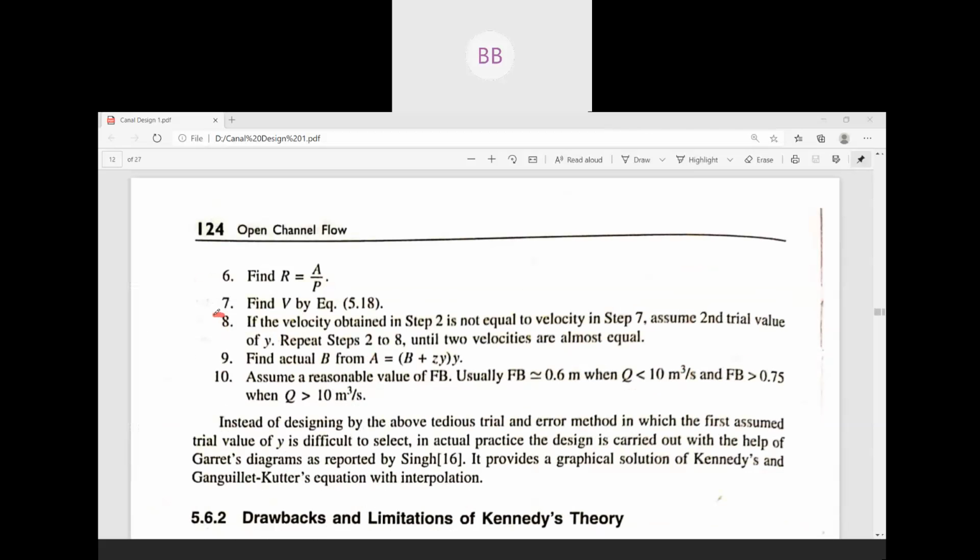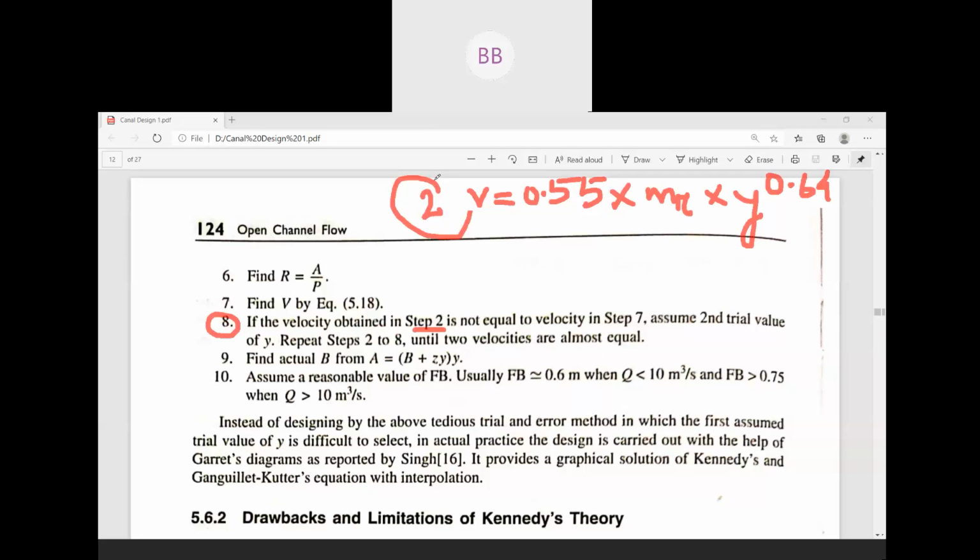Then we move on to step number 8. What are we going to do in step number 8? In step number 2 we have already calculated the velocity by using this equation, 0.55 multiplied by mr multiplied by y to the power 0.64. In step number 7 again we have calculated velocity with that equation.